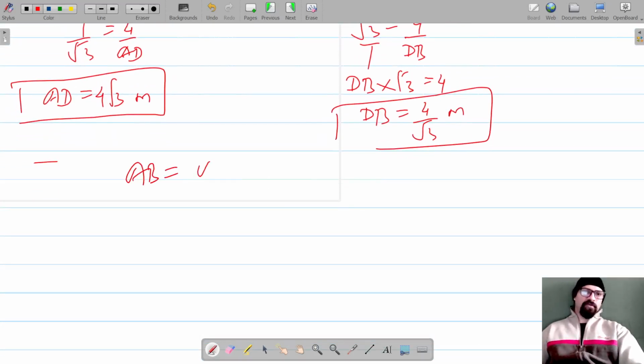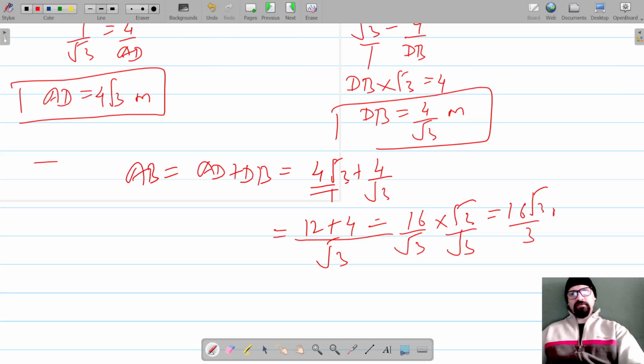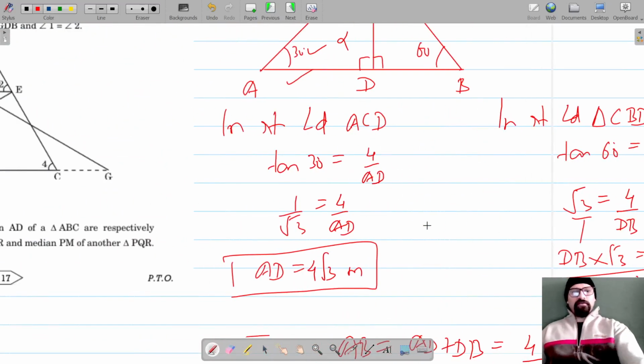So width of the river is AB, which is AD plus DB. So 4 root 3 plus 4 by root 3. And if we take LCM, this is root 3, which is 4 into root 3 into root 3 is 12, plus 4, and it's 16 by root 3. If we rationalize this, this is 16 root 3 by 3 meter. Okay, 16 root 3 by 3 meter is the width of the river.